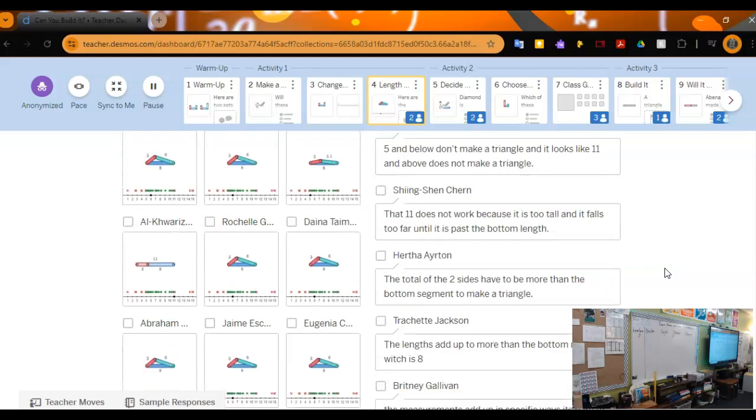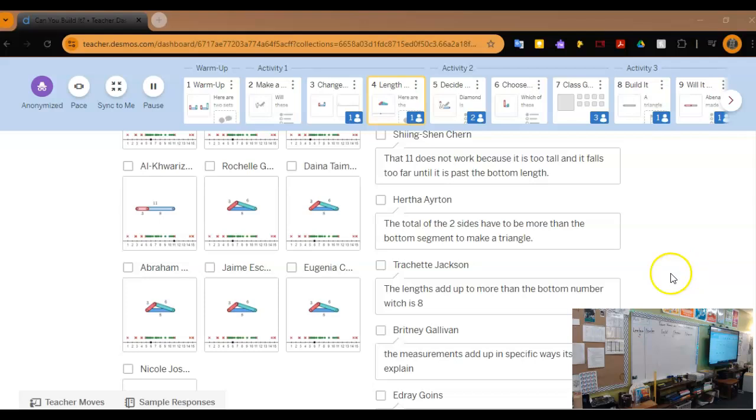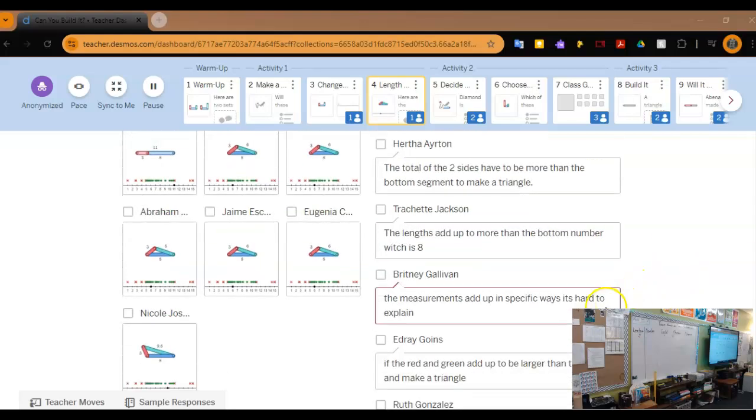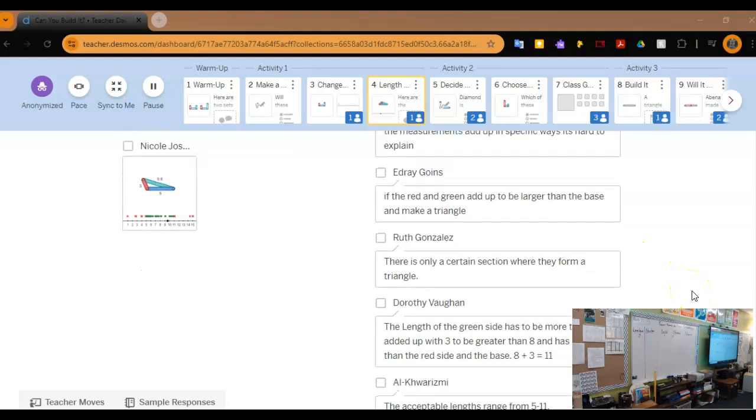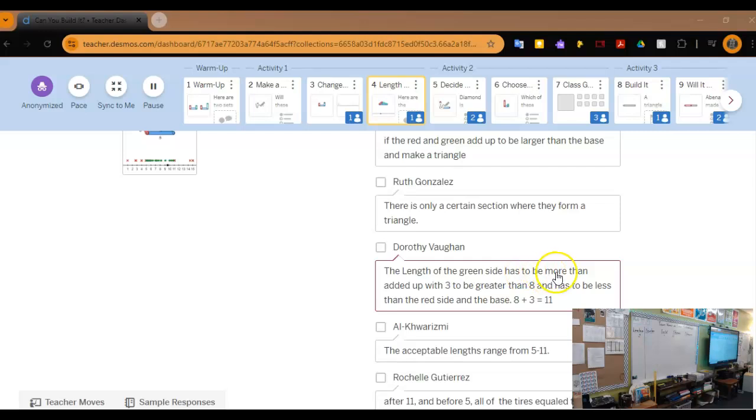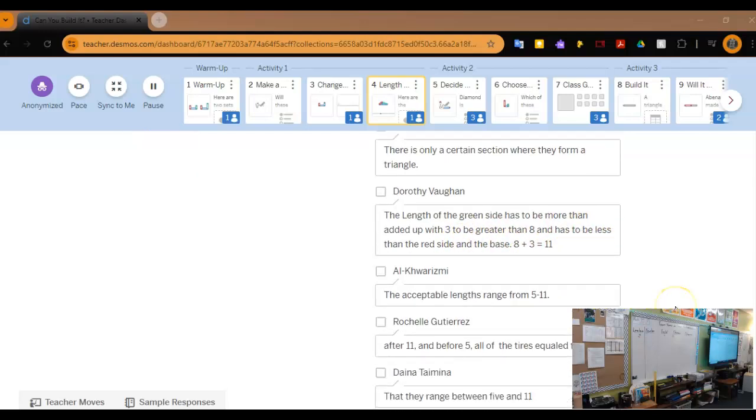I'm not going to give feedback on whether these things are right or wrong right now because we're in the process of learning, right? Confusion happens right before learning. Lengths add up to more than the bottom number, which is 8. The measurements add up in specific ways. Hard to explain. I agree, it is hard to explain. The length of the green side has to be more than the added up with 3 to be greater than 8, and it has to be less than the red side and the base. Whew, a lot of details there.